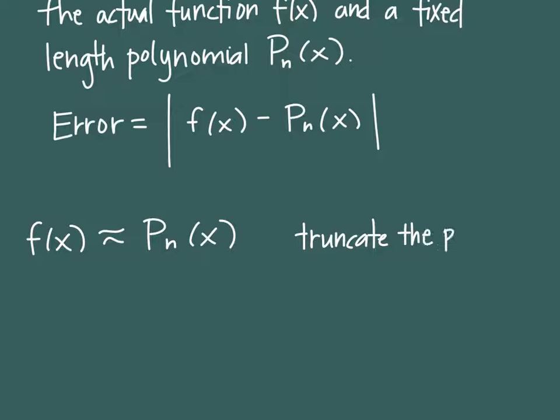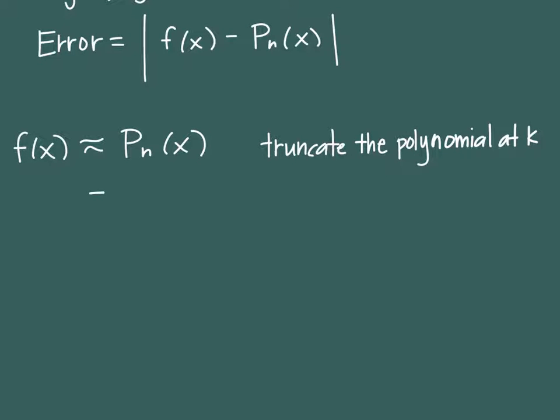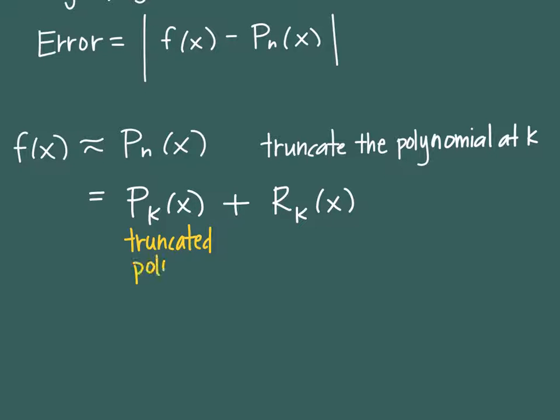All right, we're going to truncate the polynomial at k. So that means we're going to go out to the kth term, and then after the term k, where we're going to stop our polynomial, there's going to be everything else that we cut off, and we call that the remainder. So that's r of k. So p of k is the truncated polynomial where you cut it off, and r of k is what we call the remainder.